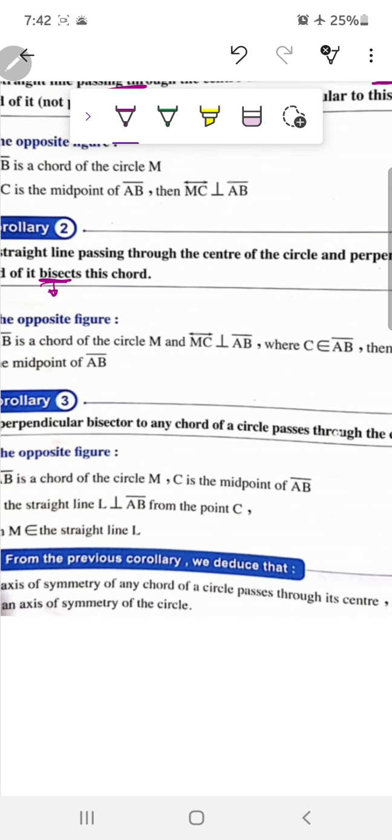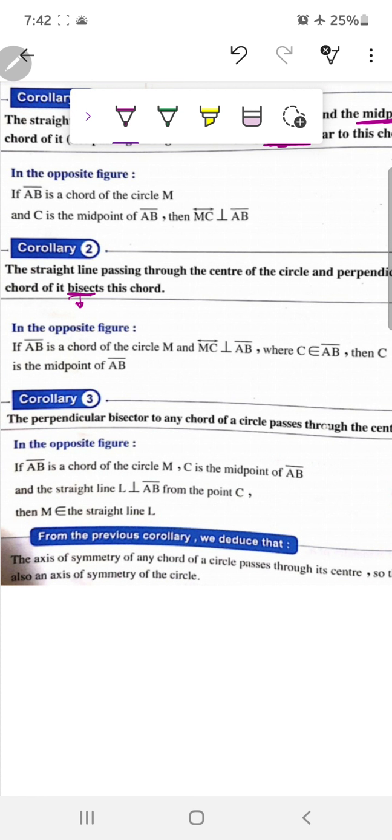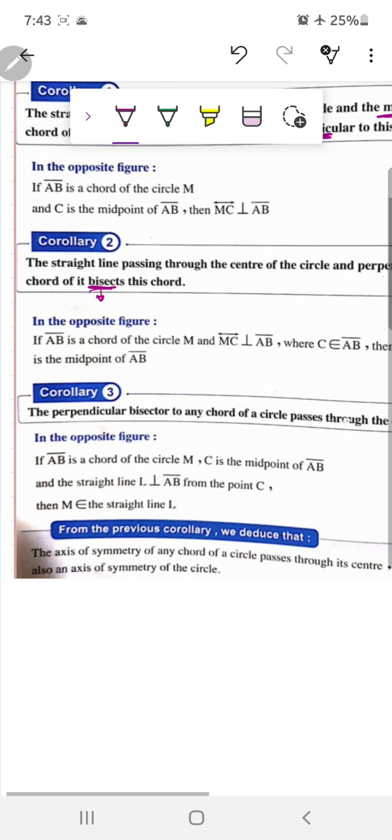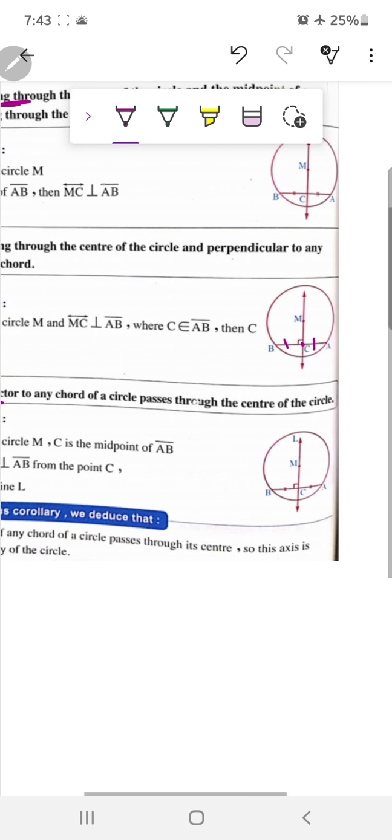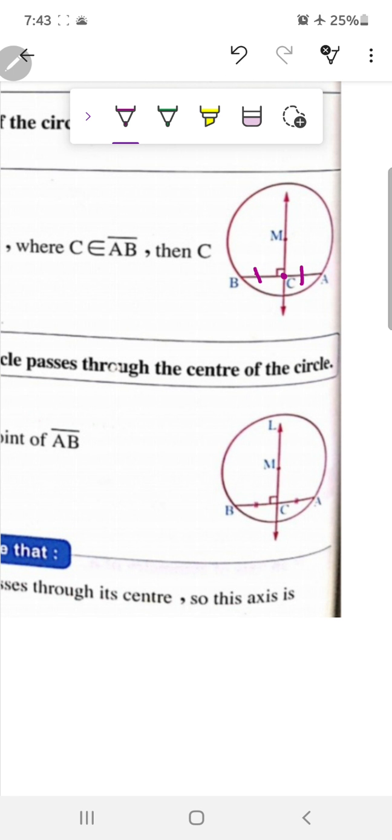The third one: the perpendicular bisector of any chord of a circle passes through the center of the circle. Here we have a perpendicular bisector. It will be passing through the center. For example, in this figure, AB is a chord, C is the midpoint of AB, and L is perpendicular to AB. So we get M belongs to L. So L here passes through the center M.